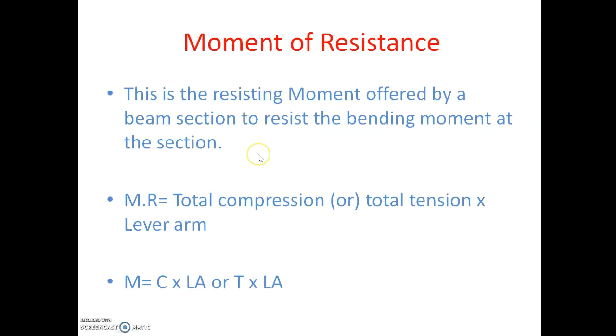The moment of resistance. Moment of resistance is the resisting moment offered by a beam section to resist the bending moment at the section. So the resistance moment is equal to total compression or total tension into lever arm. Lever arm, as we already studied in the previous case, means the distance between the total compression and the total tension.